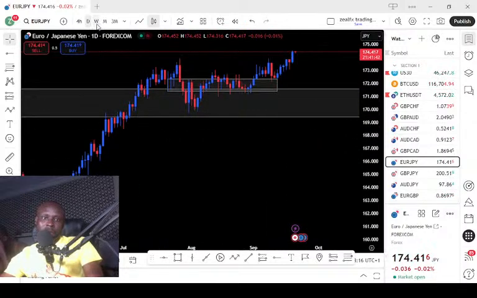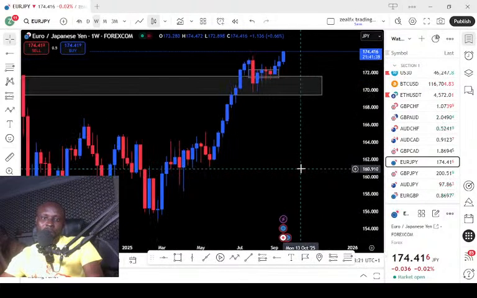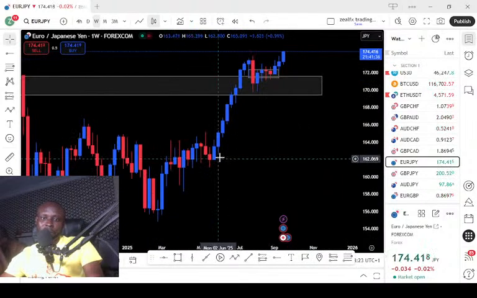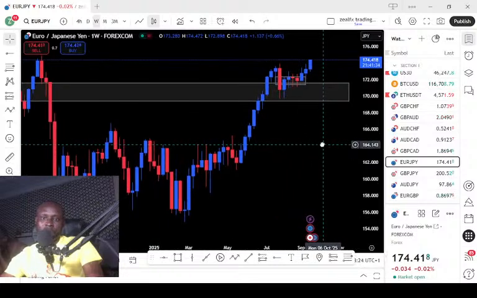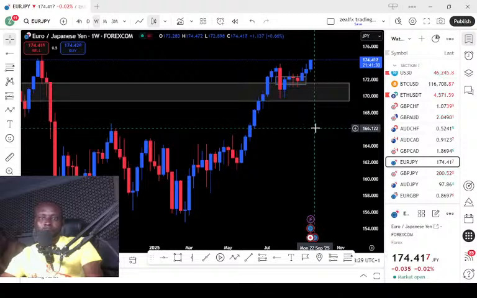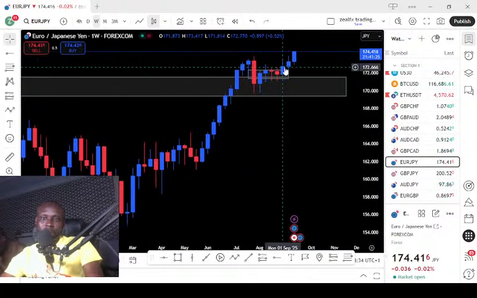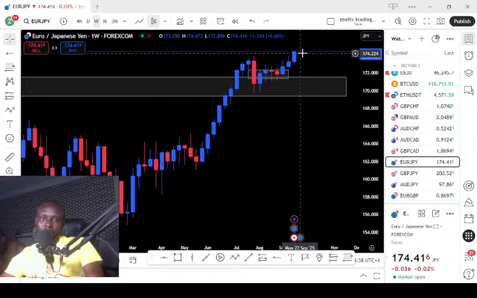So let's start with the weekly chart. On the weekly chart, we have an uptrend structure, a series of higher lows, which indicates a bullish move for the EURJPY. And you can see last week price tested this weekly support. Then we started seeing a bullish move for the EURJPY.